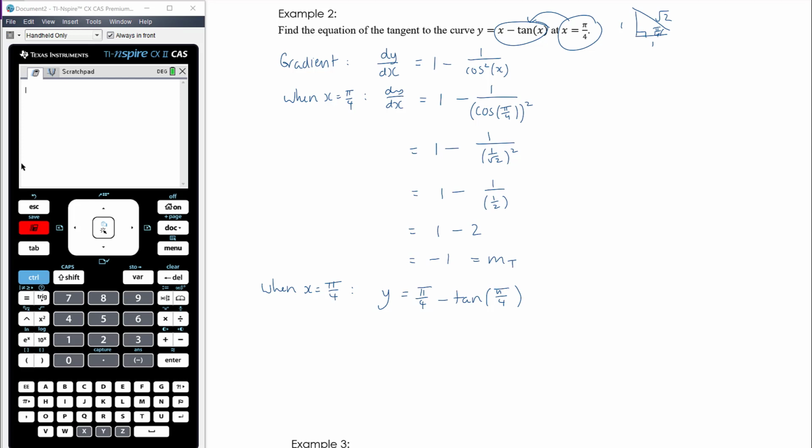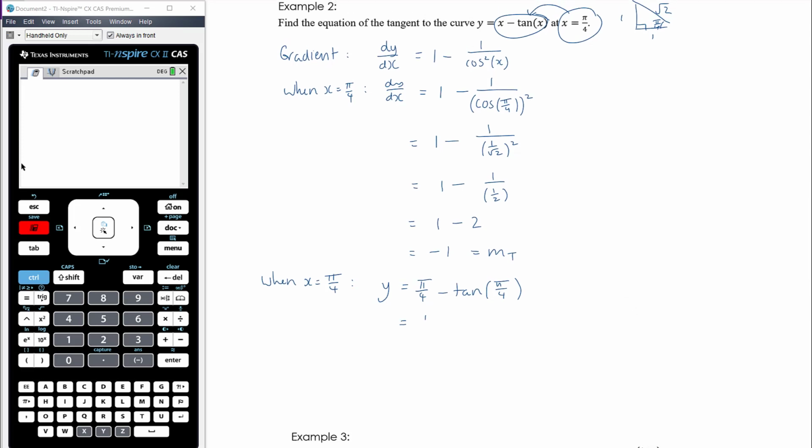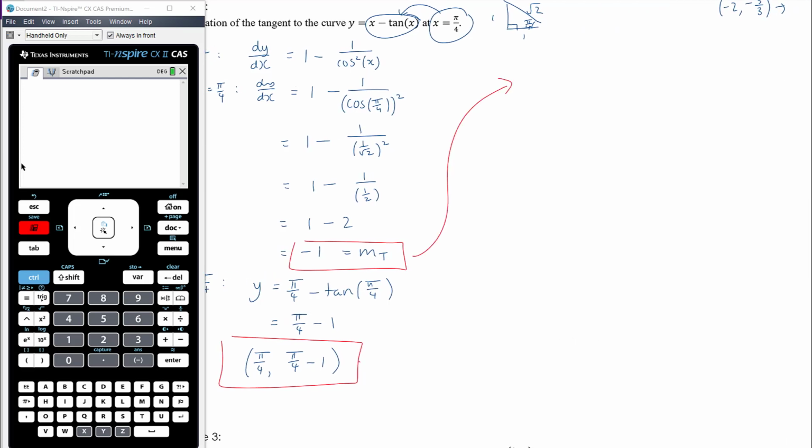Now tan of pi on 4, back to that same special triangle, is 1, and so our y value is pi on 4 minus 1. So the point, therefore, is pi on 4 minus 1. And you might choose to write that as pi minus 4 all over 4. It's up to you. Same thing. Okay, so we've got the information we need. Gradient, point, and so we can then find the equation.